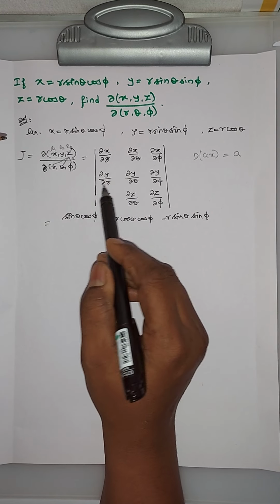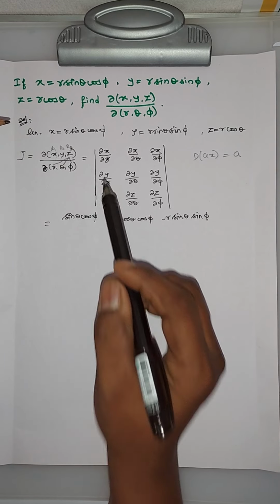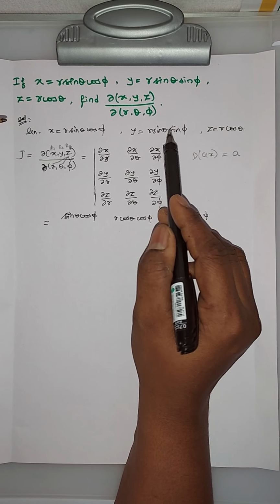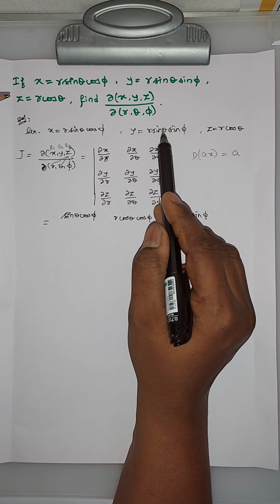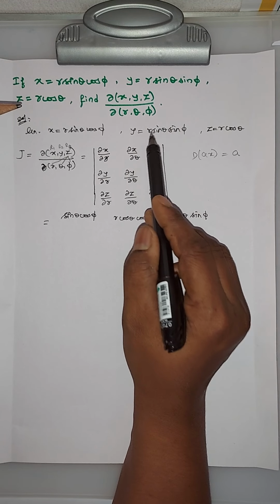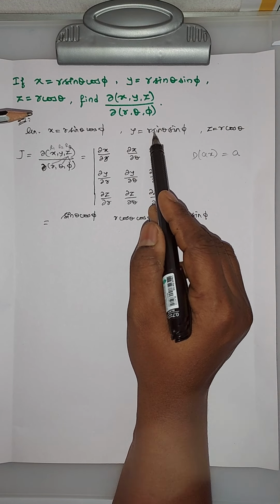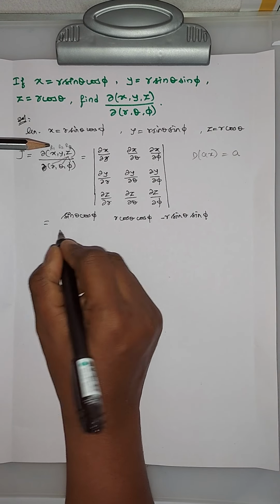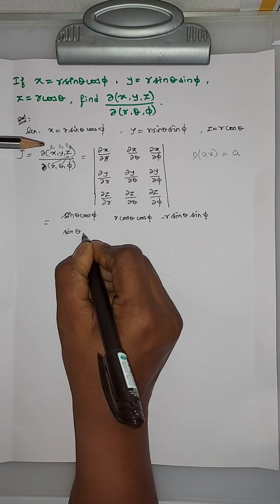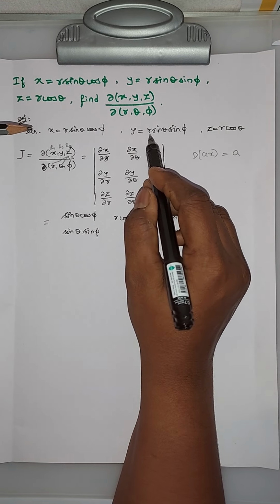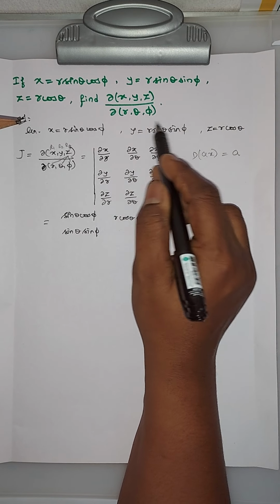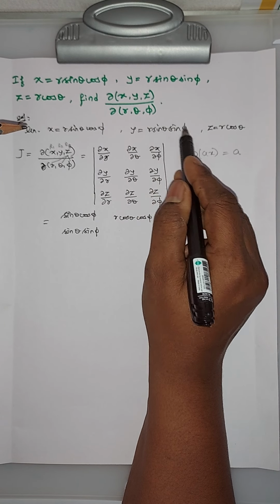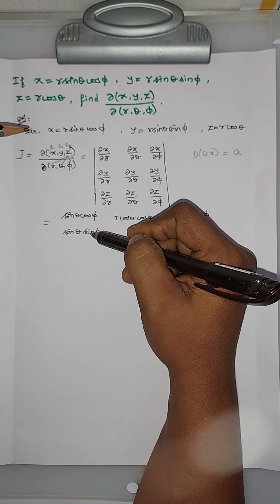Now the second row, first element is dou y by dou r, which means that we should differentiate this y partially with respect to r. So the other variables theta and phi remain constant. So when we differentiate this with respect to r, by the same formula we get the constant alone, that is sine theta and sine phi. R sine theta sine phi, and we are differentiating this with respect to r, which means that the coefficient of r alone comes, sine theta sine phi.